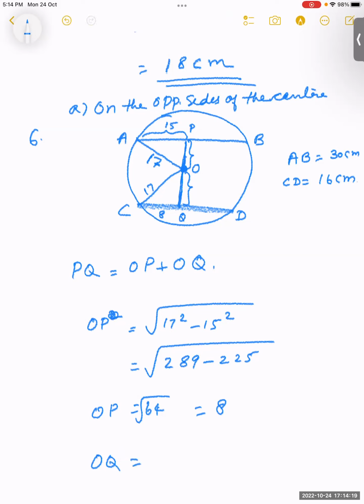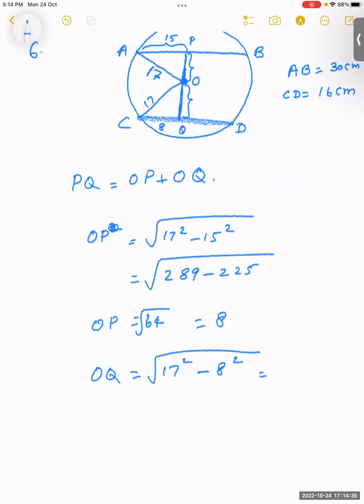Can you try the other one now, if it is on the same side? What is OQ? OQ will be 17 square minus 8 square, which is 289 minus 64, which is what?